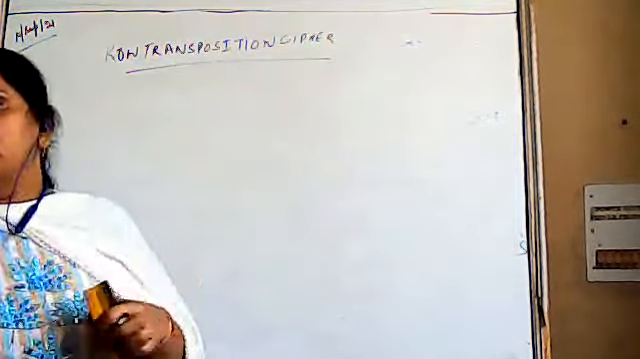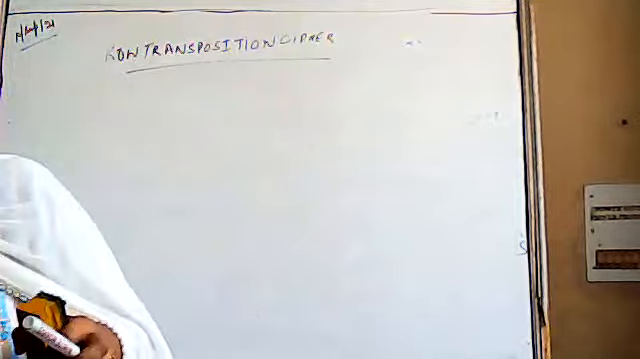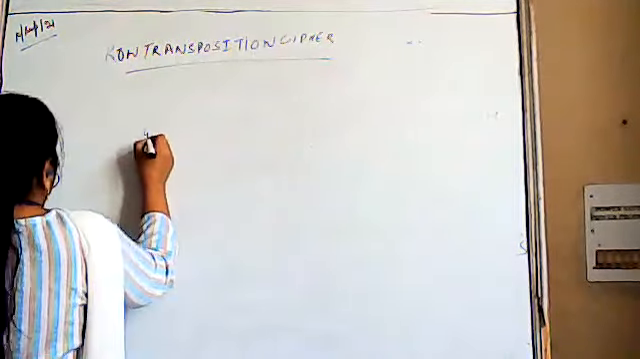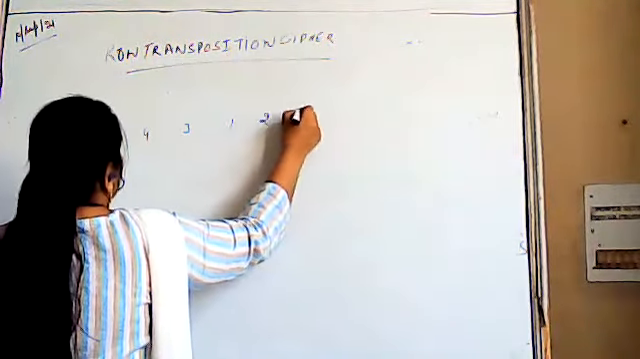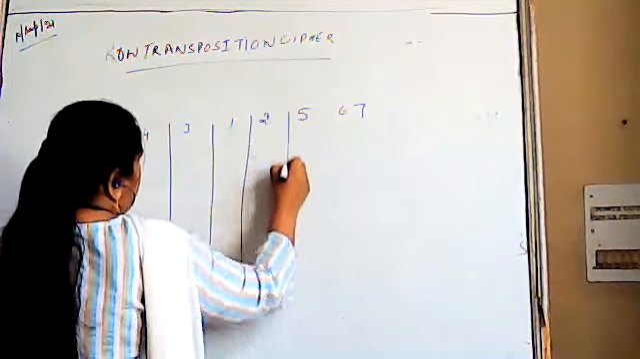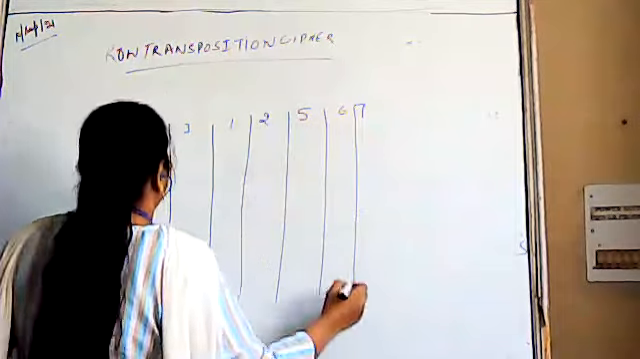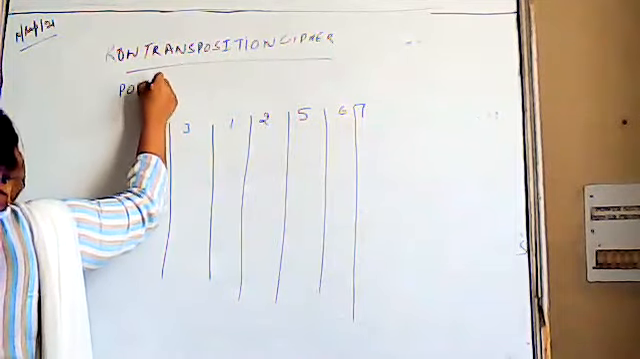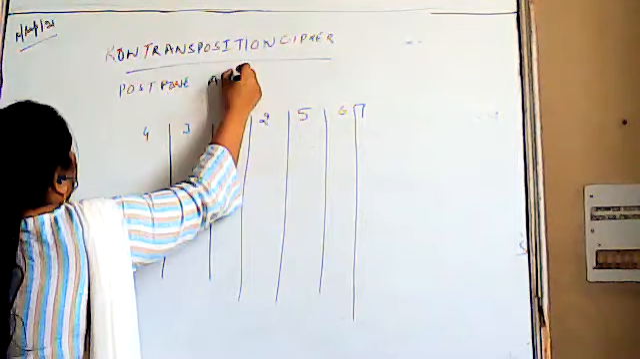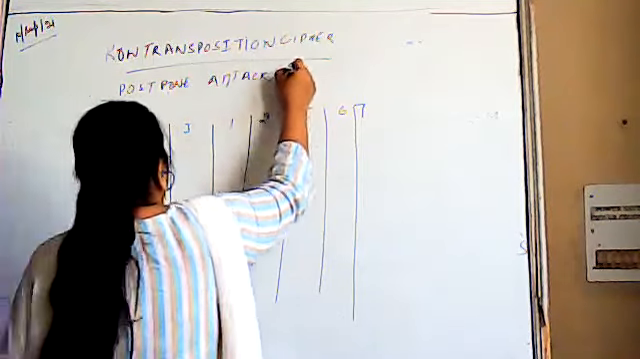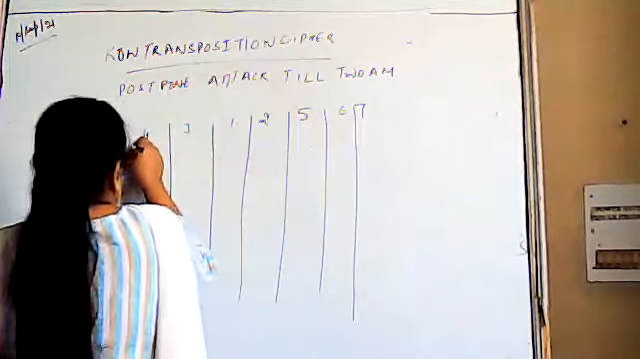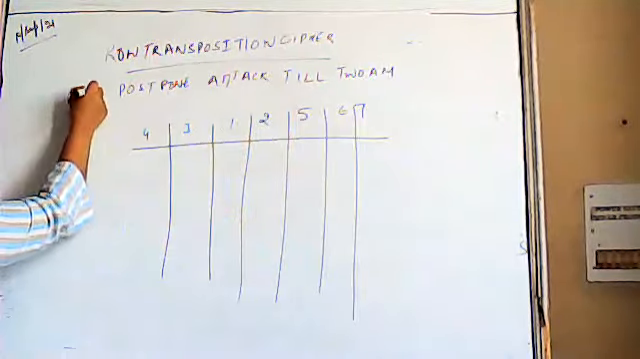So the next technique is the row transposition cipher. In this technique, this is a standard formula which is usually used. I will tell you how to use it. If some message is there, postpone attack till 2 a.m. This is a plain text which is given to us.